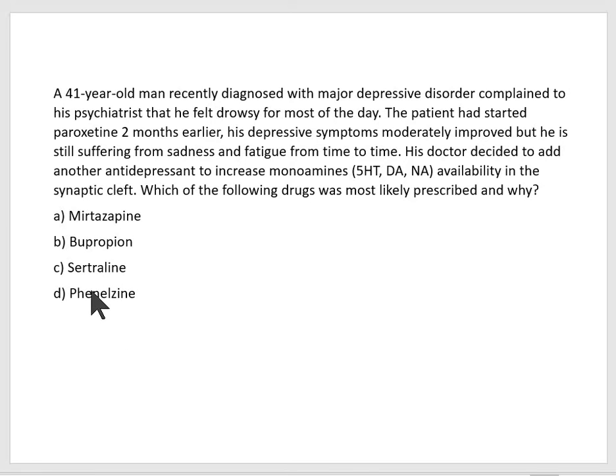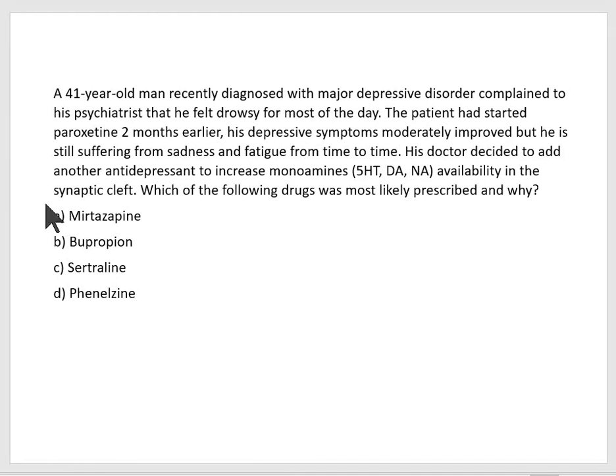Phenelzine cannot be there because it is contraindicated with this SSRI. This is another SSRI, so that cannot be. Mirtazapine is basically still doing the NA and 5-HT. Dopamine is still left. So the only option left is bupropion, that can increase DA and NA. If you go back and look at the notes, you will find that bupropion can increase dopamine and NA because it binds to those transporters.